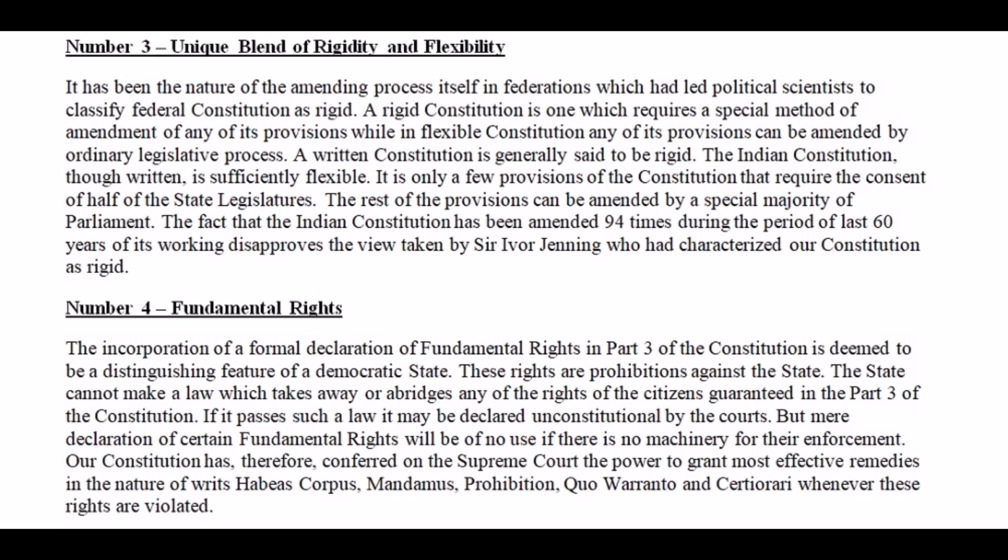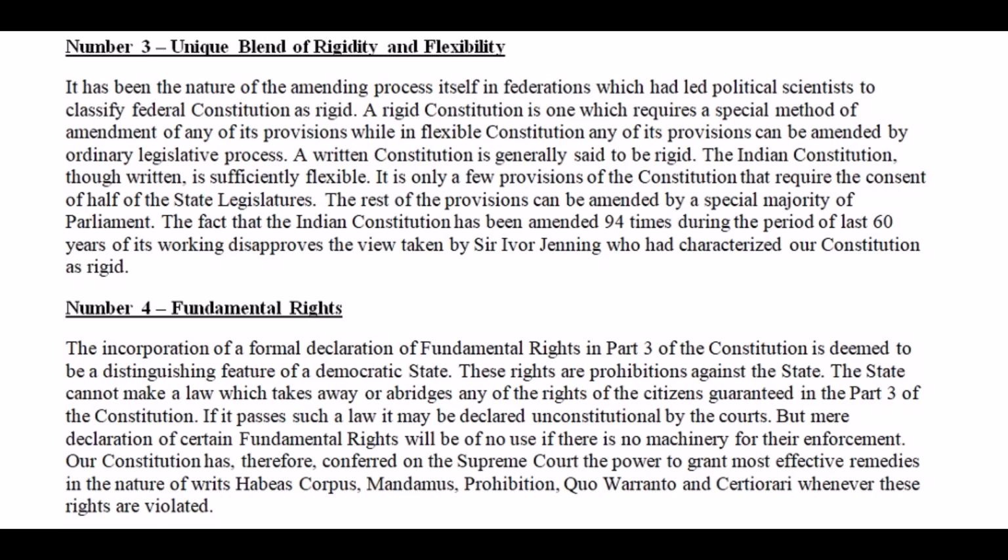Number 4. Fundamental Rights. The incorporation of a formal declaration of fundamental rights in Part 3 of the Constitution is deemed to be a distinguishing feature of a democratic state. These rights are prohibitions against the state. The state cannot make a law which takes away or abridges any of the rights of the citizens guaranteed in Part 3 of the Constitution. If it passes such a law, it may be declared unconstitutional by the courts.